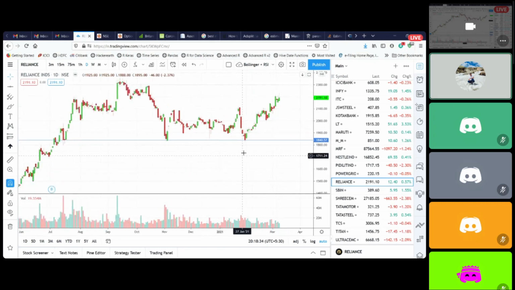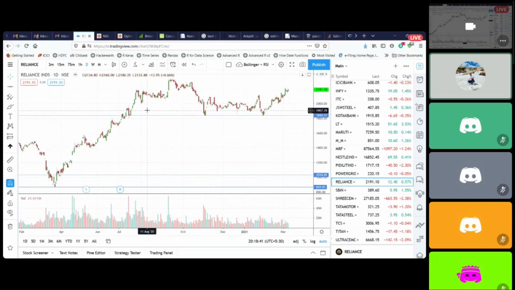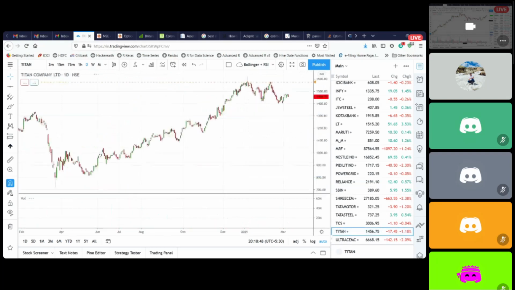So the volumes will only be decent enough when you're taking those entries, but otherwise it doesn't really matter that much. Swing highs, swing lows, supports and resistances, that's mostly what matters. All right, thank you.